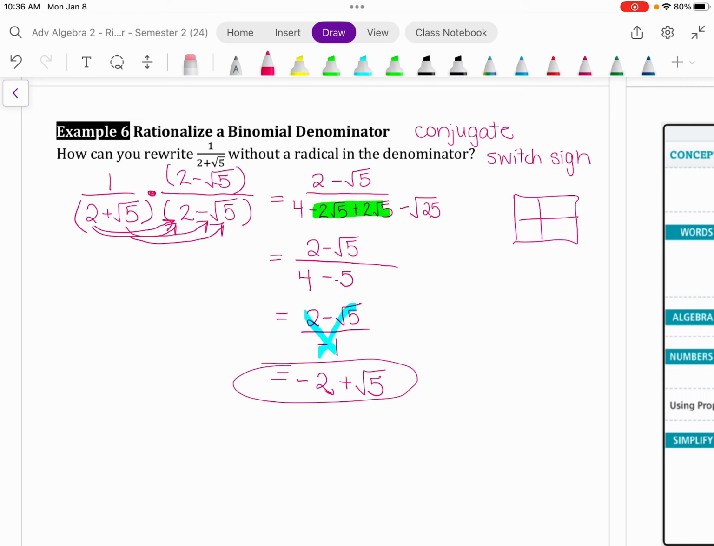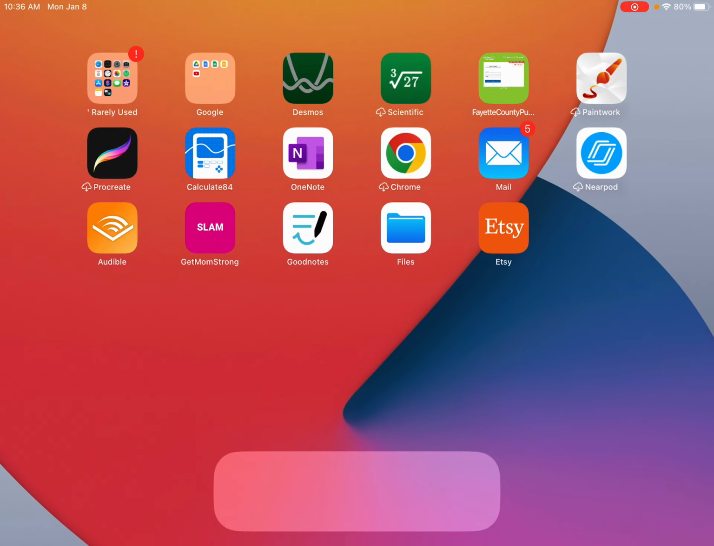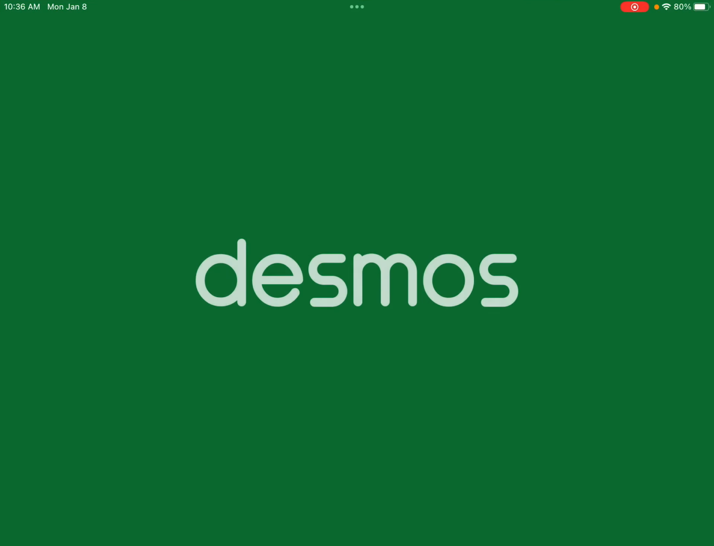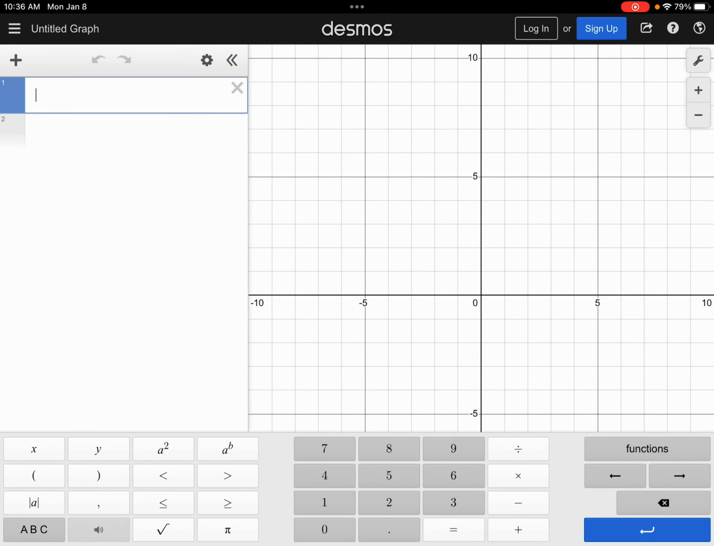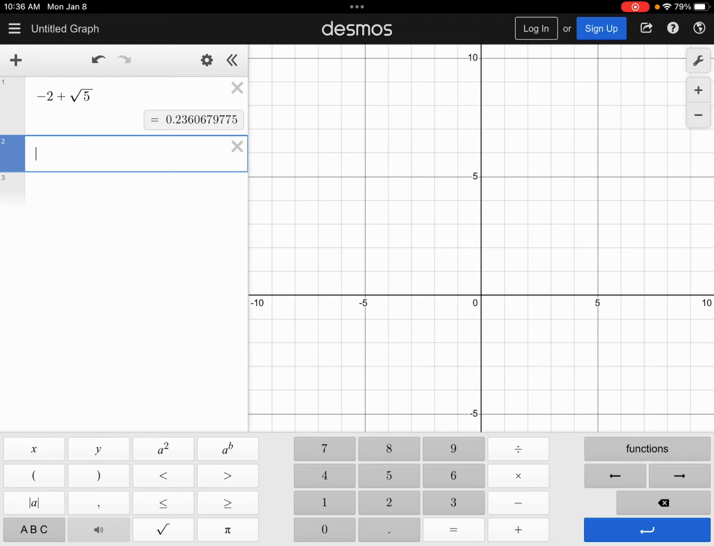However, they are the same, okay? So how can I check that? Well, I can go to Desmos. It doesn't really matter which one. Okay, and then let's type our answer in. So negative 2 plus square root of 5. And we get some crazy decimal. I don't care what the decimal is. That's not the point. I get a crazy decimal.